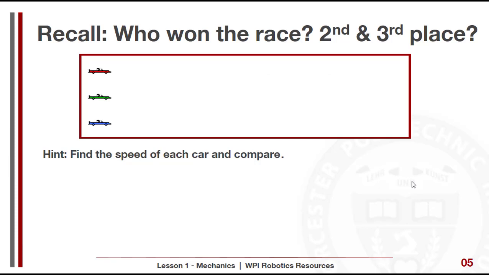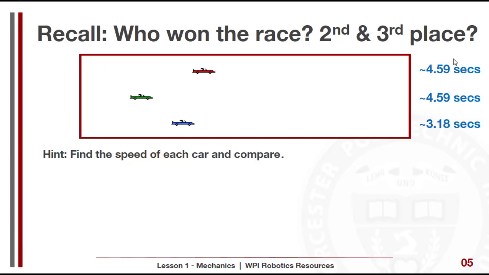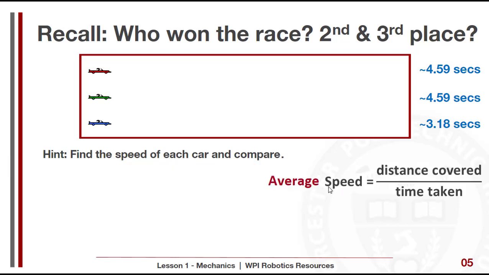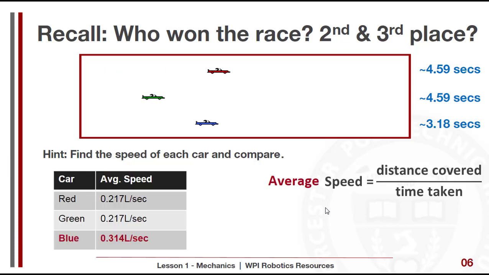And how do we do this? One way to do it is to use a stopwatch to measure the finishing times of the cars. And so if you do that, we will have something close to these values. And so from this, how do we find the speed of the cars? Yes, the average speed of the car is the distance covered over the time taken. And if you take the length of the racetrack as L, you would get these values.